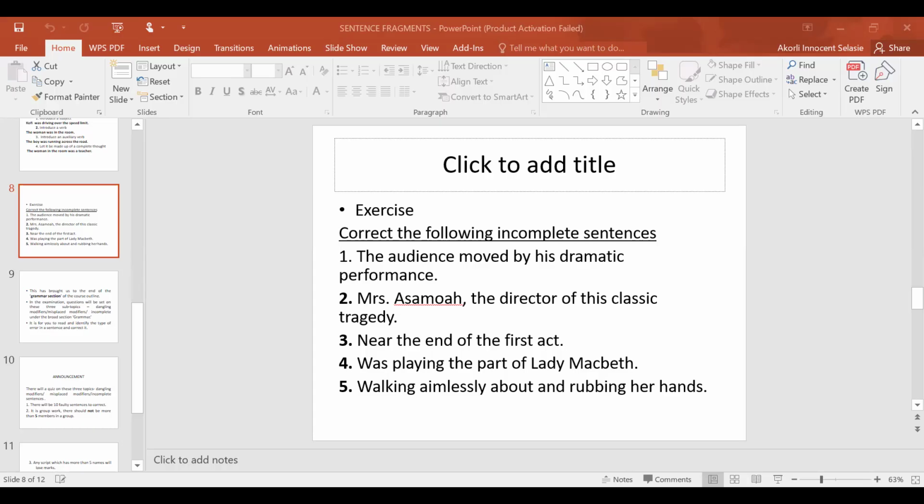Okay. Any different idea? We're just learning. This is not about correctness or whatever idea you have. We're sharing information.